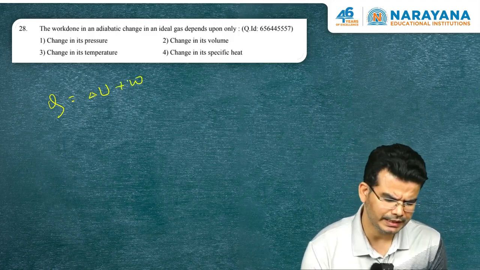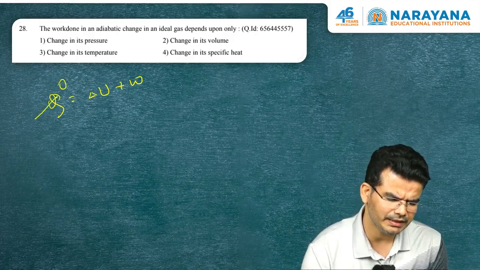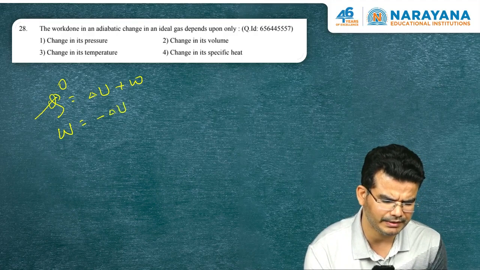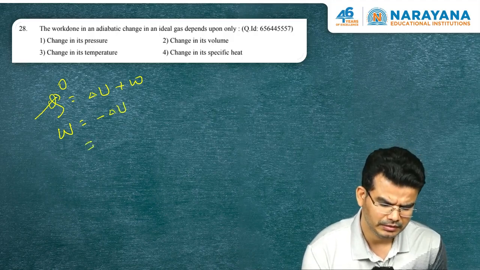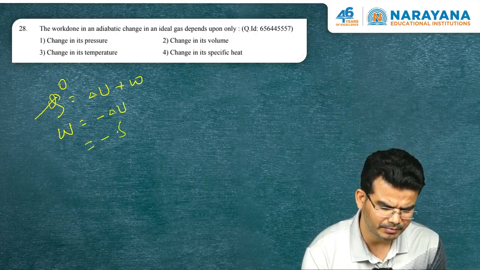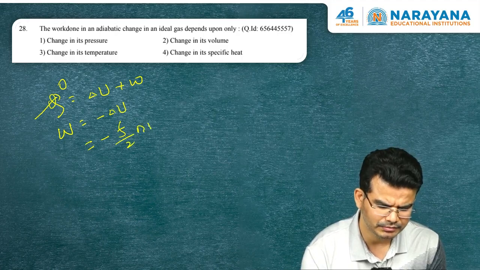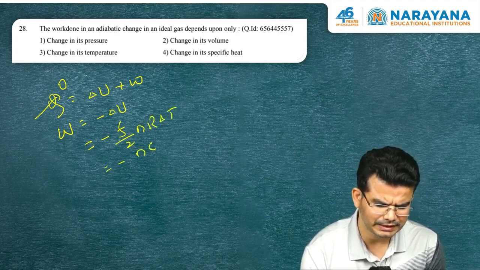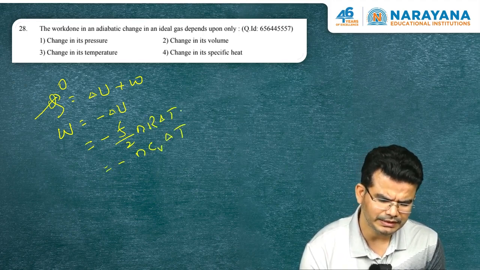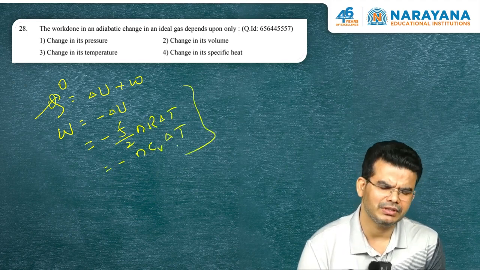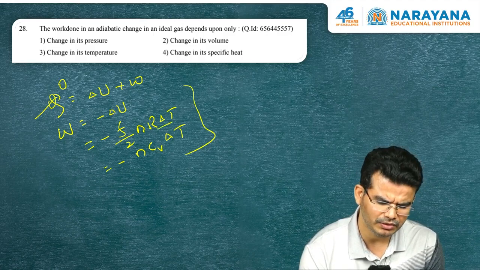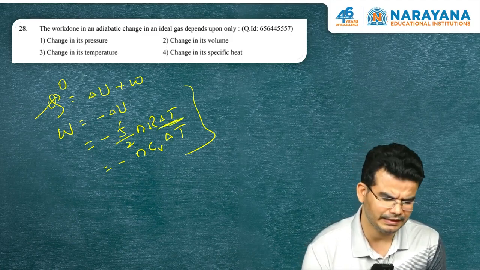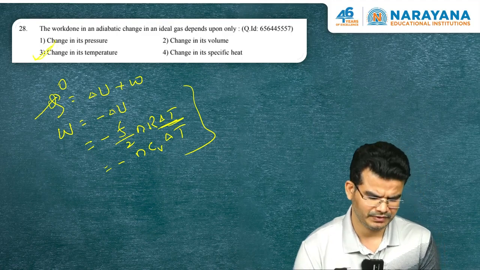Now, we know that Q is 0 for an adiabatic process. So, I can simply say W equal to minus delta U for an adiabatic process, but delta U is simply f by 2 nR delta T, okay, or you can say minus n Cv delta T, both are the same thing. You can see from both formulas, both are the same, it means work done only depends on what? Change in temperature. So, I can mark which option is correct? Correct answer is 3. Fine.